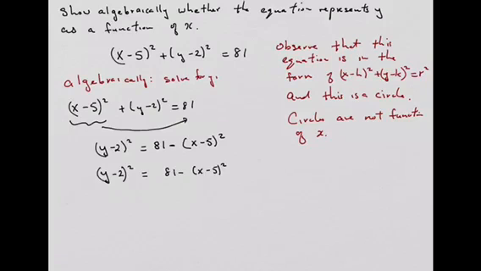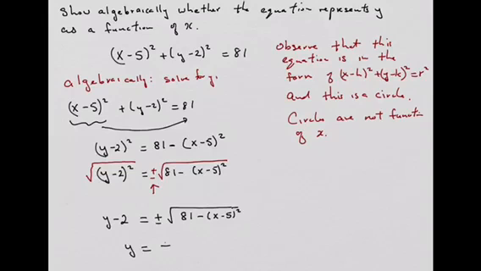If we take the square root of both sides, that will give me plus or minus on the other side. And right here you will see that this is a problem because you cannot have a plus and a minus. So we're left with y minus 2 is equal to plus or minus the square root of 81 minus x minus 5 quantity squared. And you can stop here if you want, or you can say that y is equal to plus or minus the square root of 81 minus x minus 5 quantity squared plus 2.